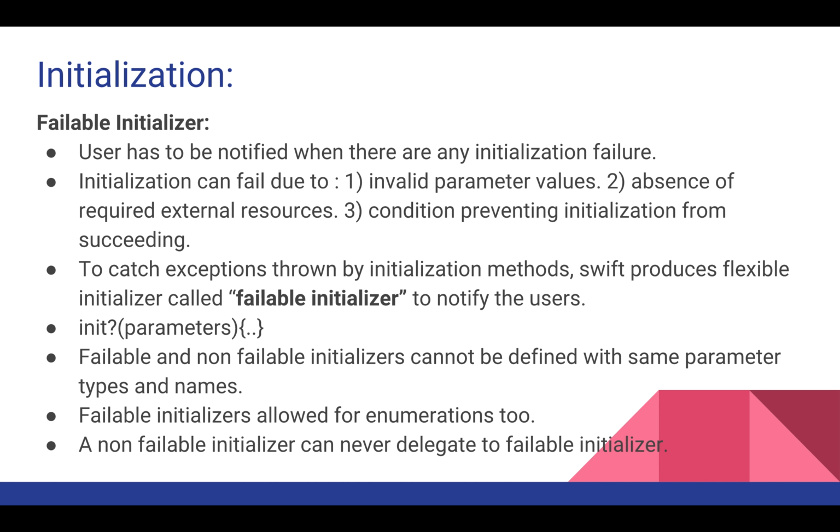You cannot define a failable and a non-failable initializer with the same parameter types and names. You can use a failable initializer to select an appropriate enumeration case based on one or more parameters. A failable initializer of a class, structure, or enumeration can delegate across to another failable initializer from the same class, structure, or enumeration. Similarly, a subclass failable initializer can delegate up to a superclass failable initializer.